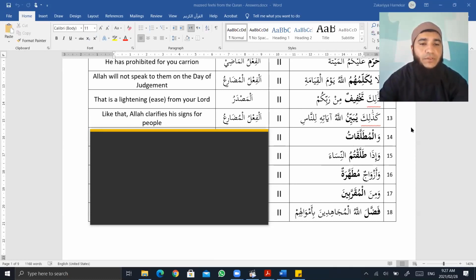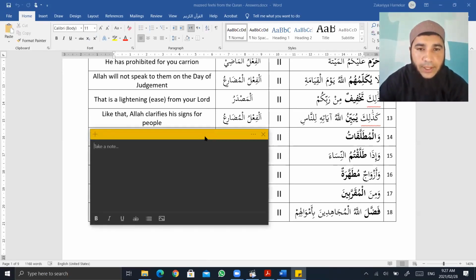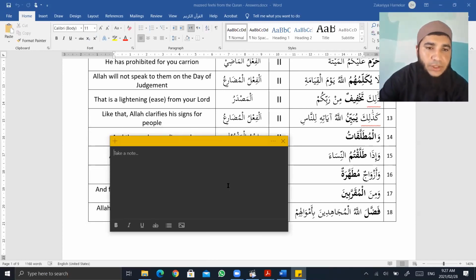And the last one, فضل الله المجاهدين بأموالهم. That's very easy. فضل, it's the فعل الماضي, and it means to give preference. Allah gave preference to those who struggled with their wealth.